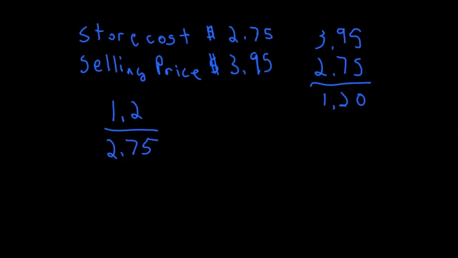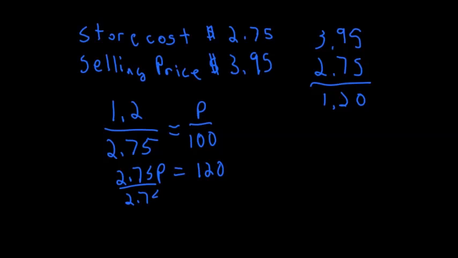So here I'll do a proportion again. Equals my percent over 100. So P times 2 75/100ths would be 2 75/100ths P. Equals 100 times 1 2/10 would be 120. So now I need to divide by 2 75/100ths. So 120 divided by 2 75/100ths. Move that decimal twice.